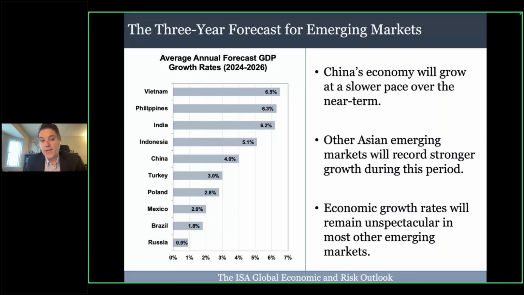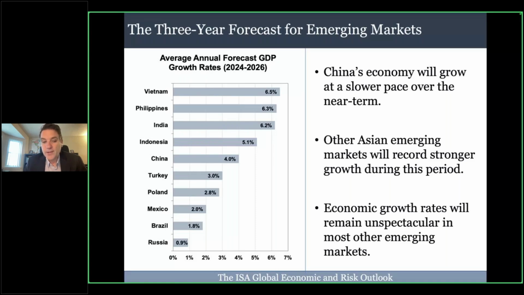And a lot of that is coming from manufacturing. A lot of manufacturing investment that used to go to China is now going to Southeast Asia and India. And so not only do they have fast growing domestic markets, but they have fast growing manufacturing sectors as well.